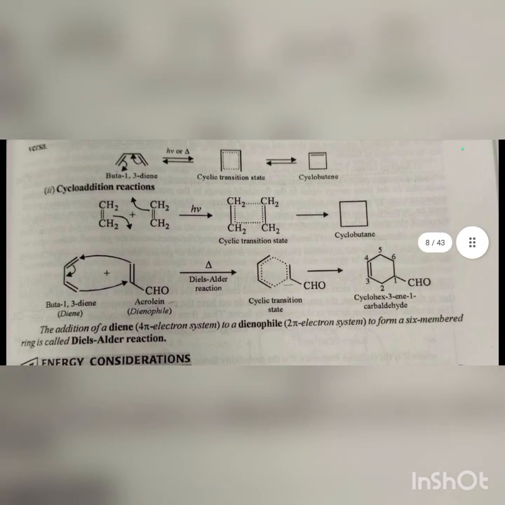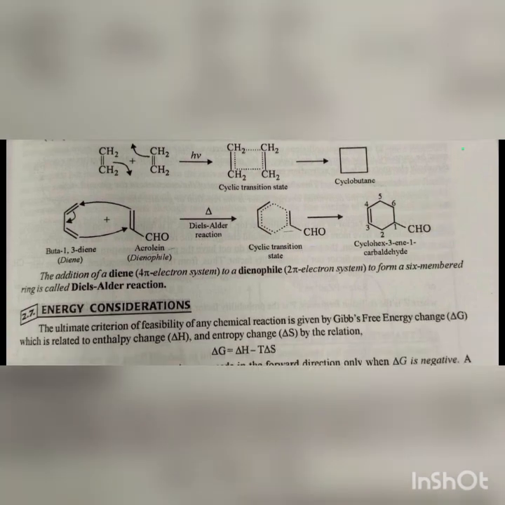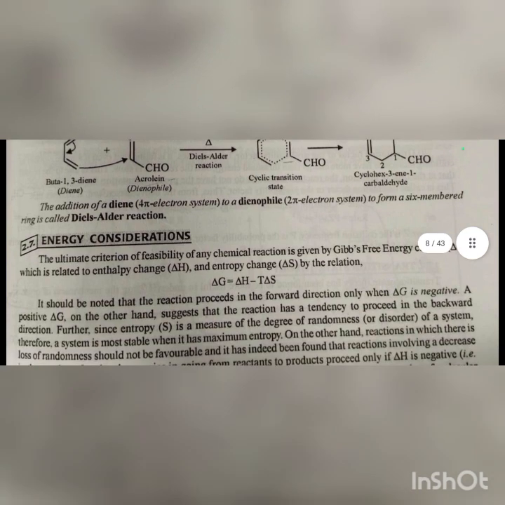In cycloaddition, the addition of a diene to a dienophile to form a six-membered ring is called the Diels-Alder reaction. These are the different types of reaction. Now our next topic is energy consideration.